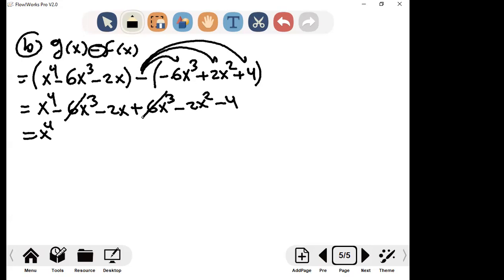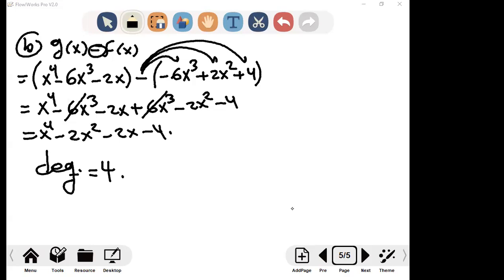Negative 2x, do we have another 2x? Negative 2x power 2, do we have another negative x power 2? No, so negative 2x power 2, negative 2x, and negative 4 come down also. This is the resultant polynomial. What's the degree here? Degree equals 4. Okay? Done? This is part B in question 40.